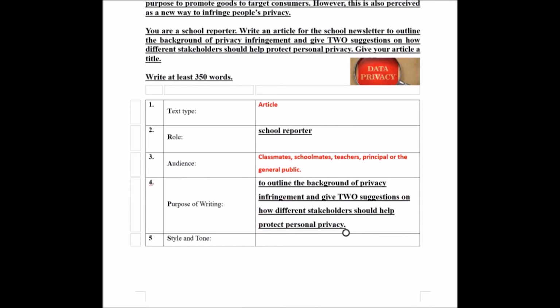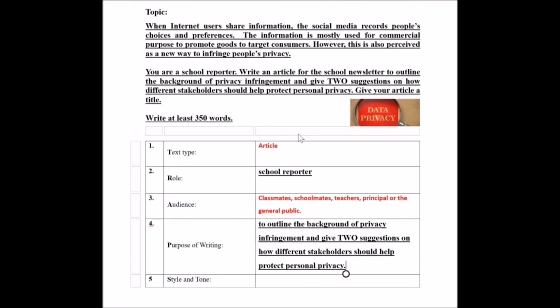And what about the tone and the style? It's article on school newsletter, so it is supposed to be a formal tone, or we can say semi-formal as well. Semi-formal is also acceptable. All right.